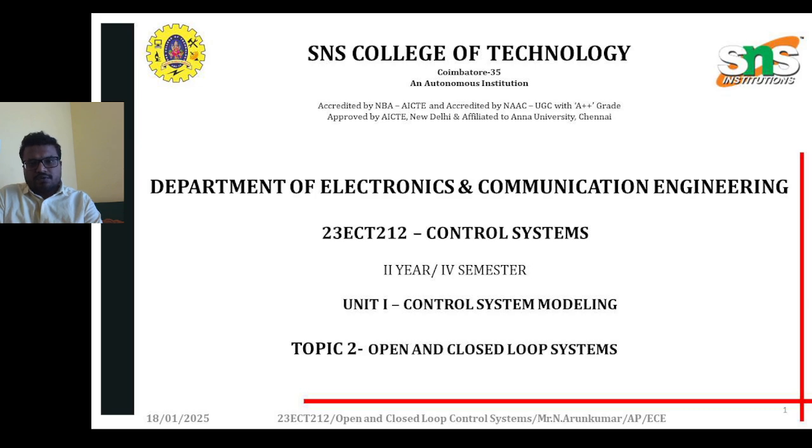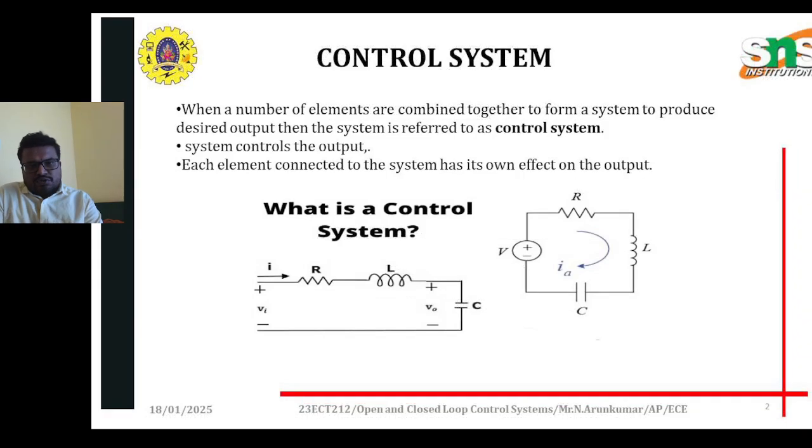In this video, I am going to share about open and closed loop systems in control system modeling. So what is a control system? When a number of elements are combined together to form a system to produce a desired output, the system is referred to as a control system.